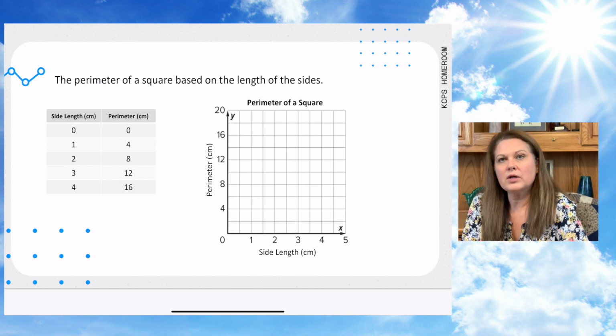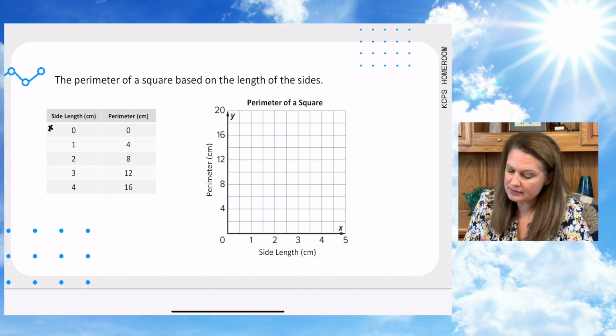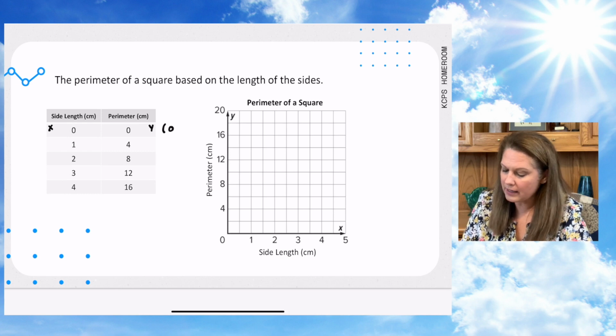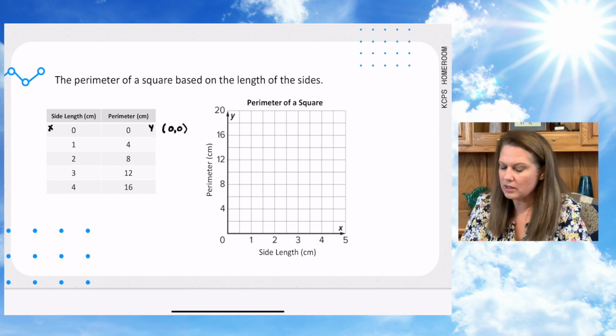So this time we have the perimeter of a square based on the length of the sides. I'm going to go ahead and plot the points for you as I read you the table. Remember, our left side is our x, our right side is our y. When we do our ordered pairs, we're going to put x, comma, y. Make sure they're in that order. If they're not, it's not going to work out too well for you. So we're going to start at 0. We're going to go up 0 for our first ordered pair.